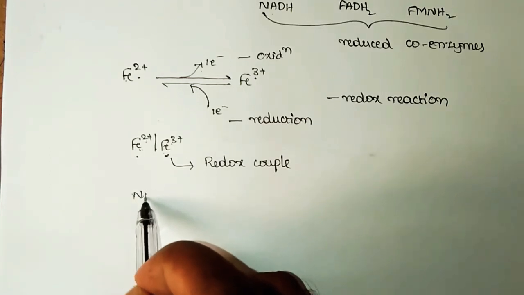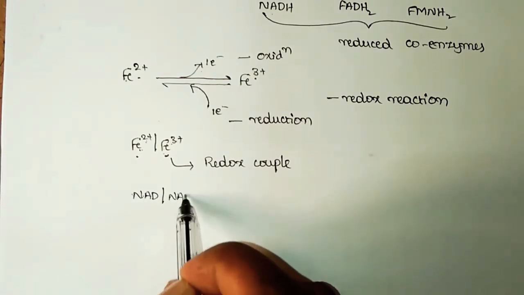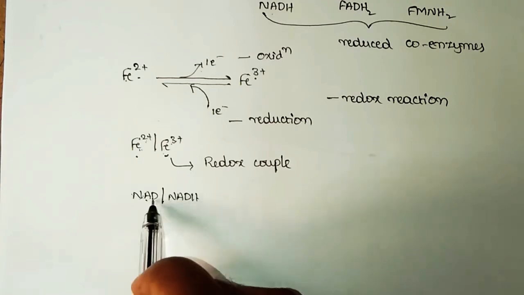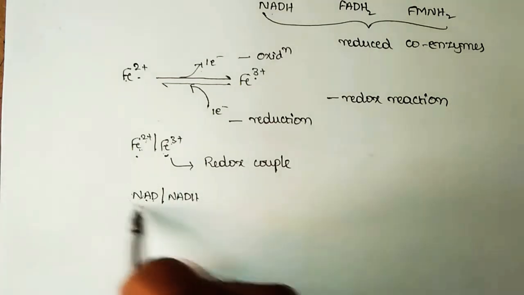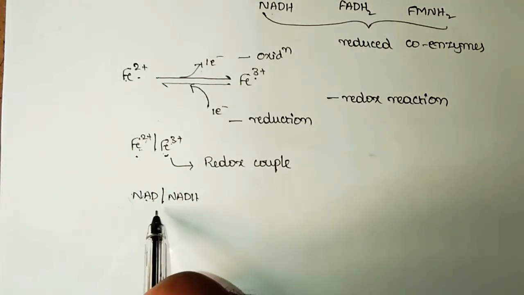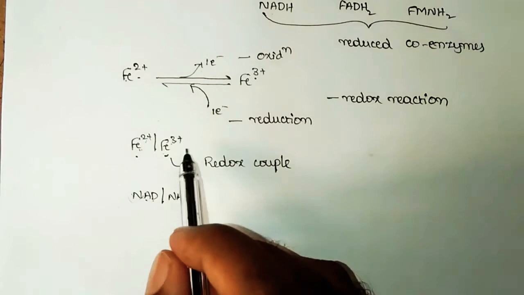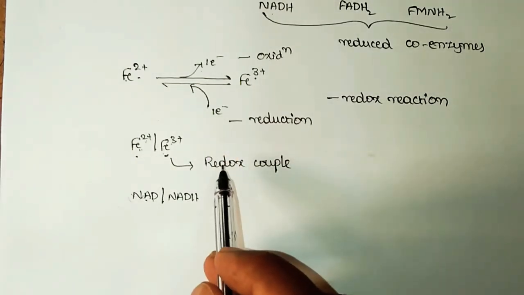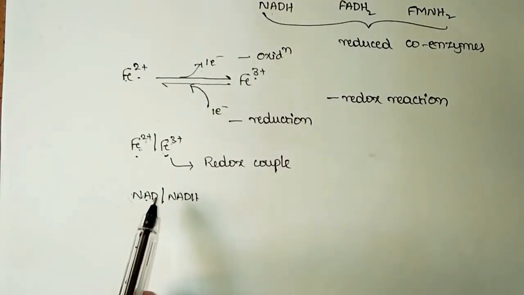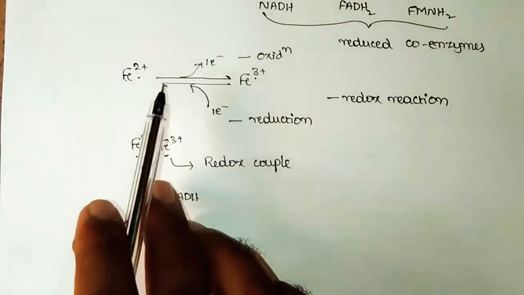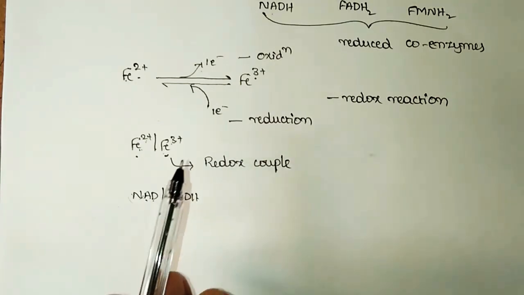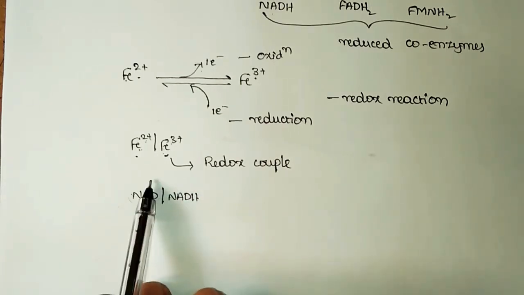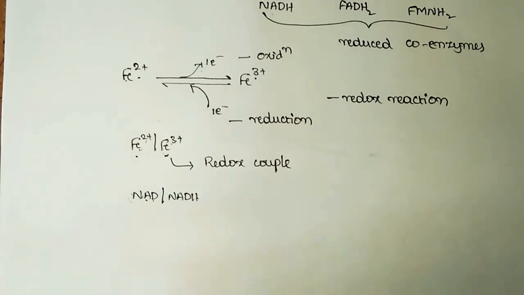For example, NAD and NADH are a redox couple. NADH is the reduced form, and NAD is the oxidized form. For such redox couples, we can write the standard reduction potential values, called SRP values, and based on the SRP values we can say whether a particular redox couple has the tendency to lose electrons or gain electrons. Now we shall look at the standard SRP values of the redox couples of the reduced coenzymes.